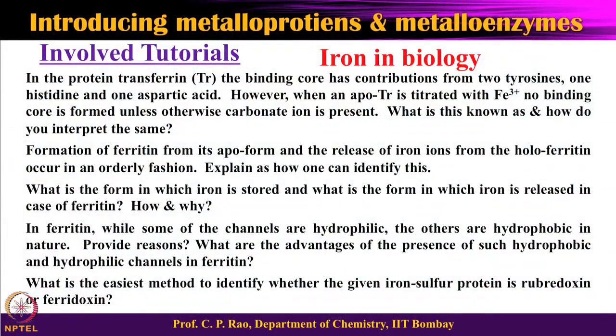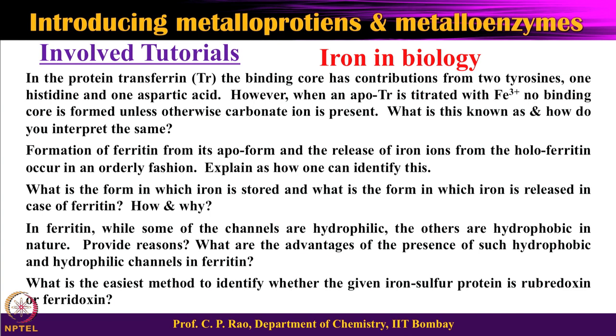Let us look at this particular query. Transferrin is a protein. The binding core has contribution from 2 tyrosine, 1 histidine and 1 aspartic acid, which means this is a primary coordination core. However, when an apotransferrin is titrated with iron 2 plus, no binding core is formed unless the carbonate ion is present. So, what is this and how does one interpret it?